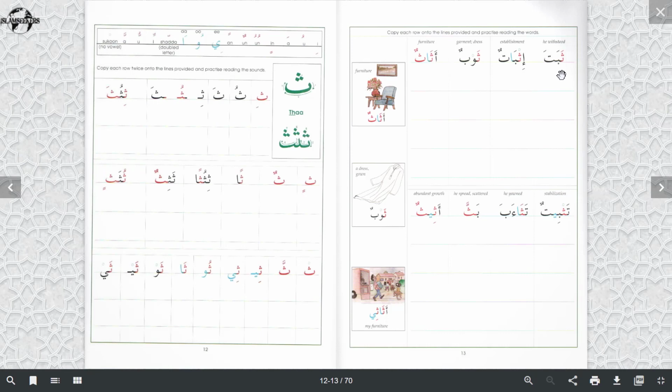Page 13. Listen carefully and repeat. Line 1. He withstood. Establishment. A garment or dress. Furniture.